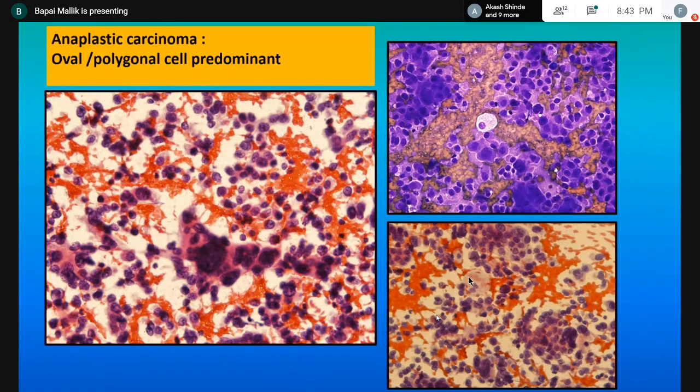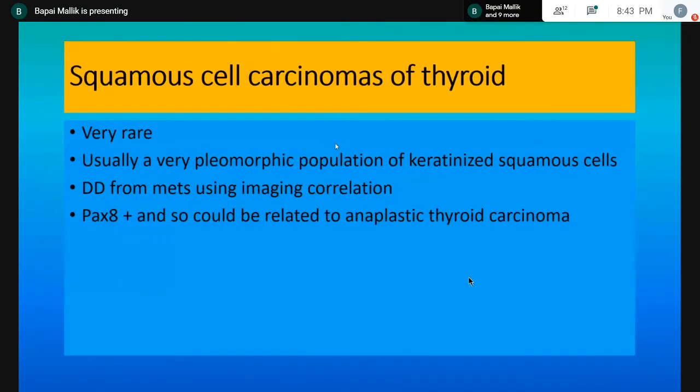And there are some tumors where the cells are more oval and polygonal, but still a significant amount of pleomorphism; some multinucleated giant cells will help you out. But this is a so-called oval or polygonal predominant cell population in anaplastic carcinoma. Squamous cell carcinomas of the thyroid are extremely rare.